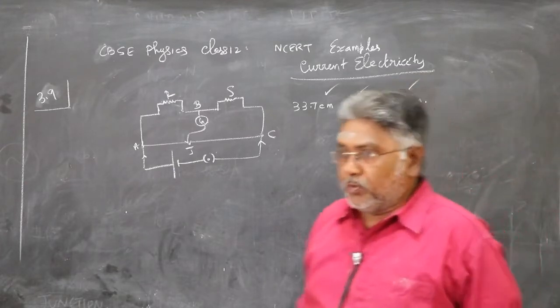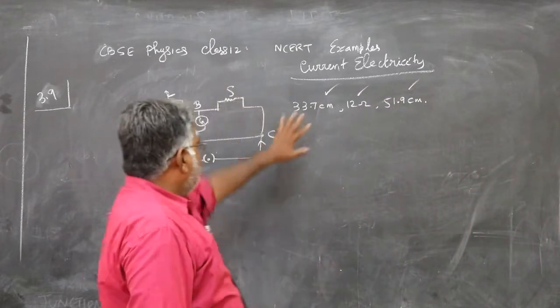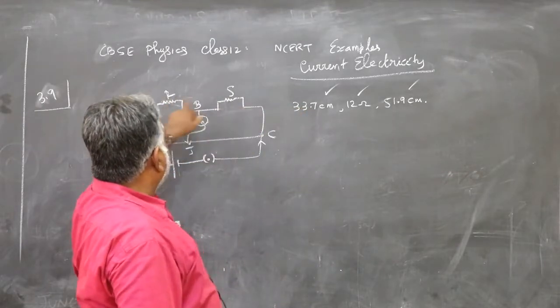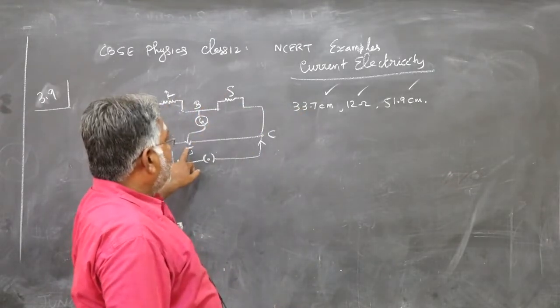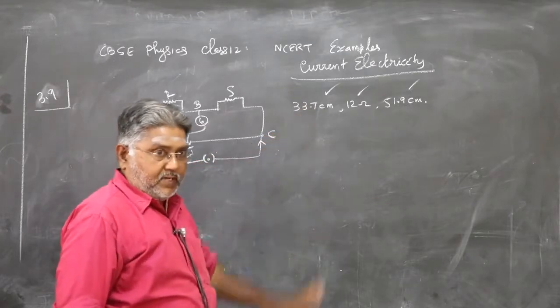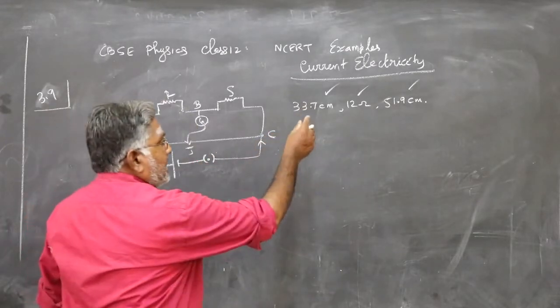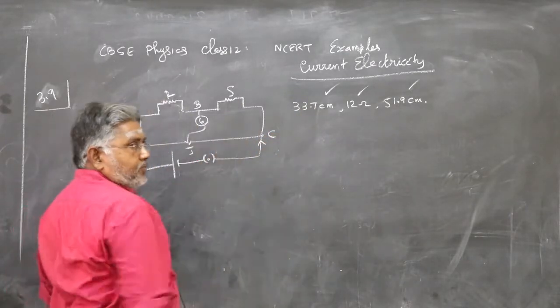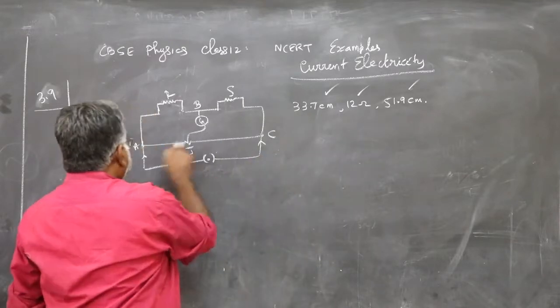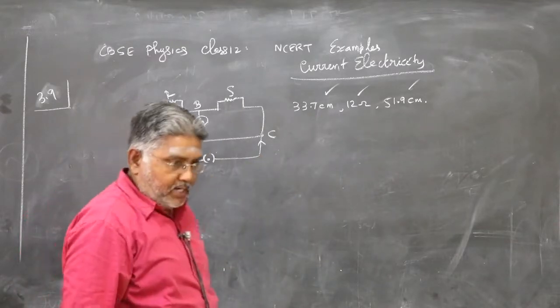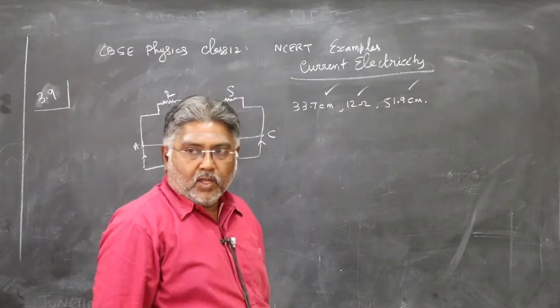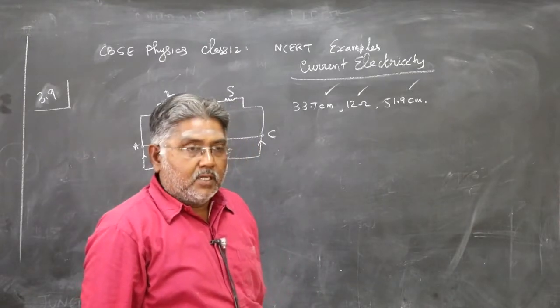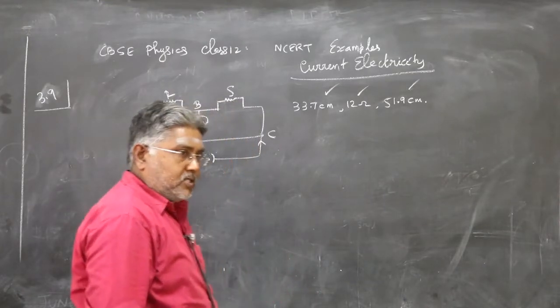So, how to proceed? As it is, when there is R and S, the null point is at a distance of 33.7. Now he is connecting a resistance of 12 ohm and the new null point is at a distance of 51.9 centimeter. If that be the case, what are the values of R and S?